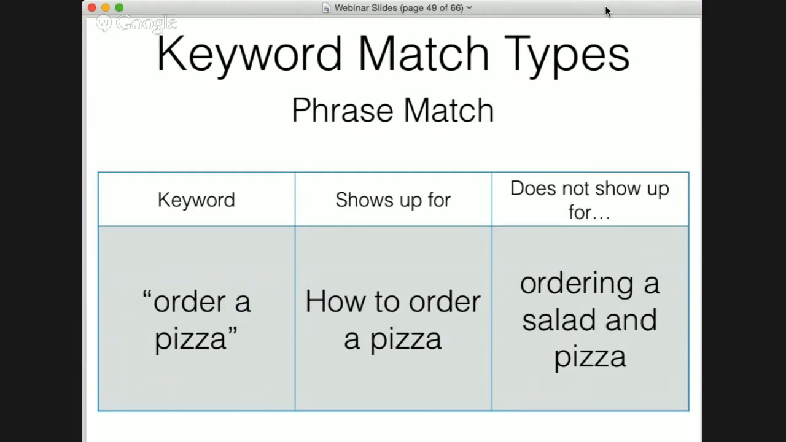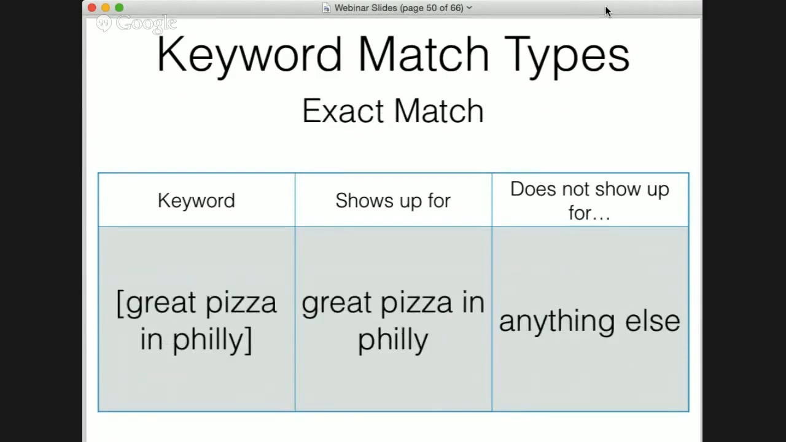And then exact match is exactly what it says it is, where you put things in brackets and you only show up if that exact query is typed into Google. So someone types in great pizza in Philly, and your keyword is great pizza in Philly, you will show up. If someone types in pizza Philly, you will not show up. If someone types in great pizza, you will not show up. It's only when someone types in great pizza in Philly.